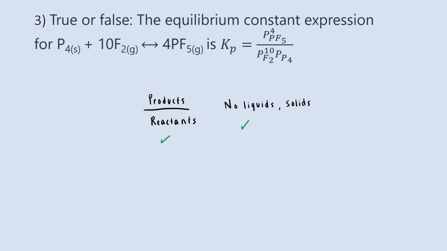However, there is a solid in the reactant side. So theoretically, if this Kp expression were written correctly, that would not be included in the expression. However, they included it, so therefore the answer to this is false. But to make this expression true, all we would need to do is eliminate that solid from the expression.